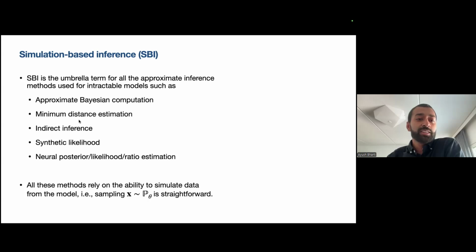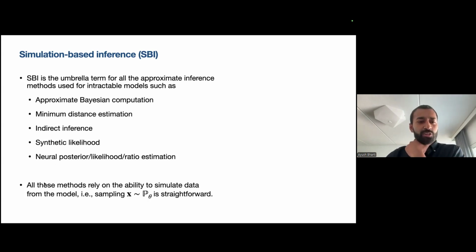Indirect inference, where you do inference over a related model. Synthetic likelihood, where you assume that these statistics are jointly Gaussian. Then now we have these neural posterior, likelihood, and ratio estimation methods, where you learn conditional density estimators to approximate these different quantities. And the neural likelihood is a generalization of the synthetic likelihood method, at least, where now you're not restricted to the Gaussian family, right? You can train any conditional density.